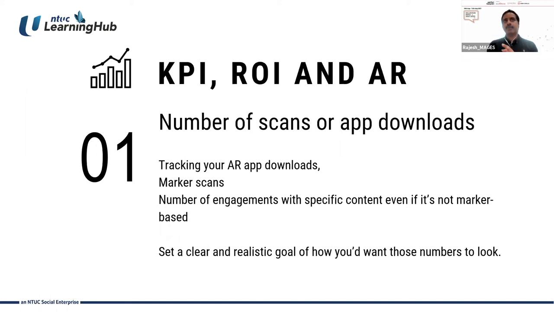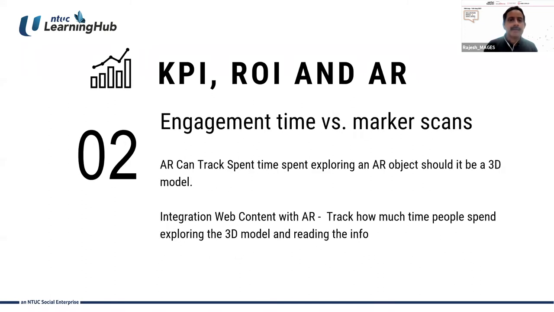Okay. So you have to set a clear, realistic goal by saying, boss, I'm in this event, I'm doing a marker-based AR solution, I need to have at least 100,000 scans of that marker. That's your objective. Keep that objective, and after finishing the event, check how many people have scanned. Whether they've engaged or not is a different thing. But at least you know your target and how much you achieved, you're able to track. Because AR can help you get that kind of data on the back end. Scans, downloads.